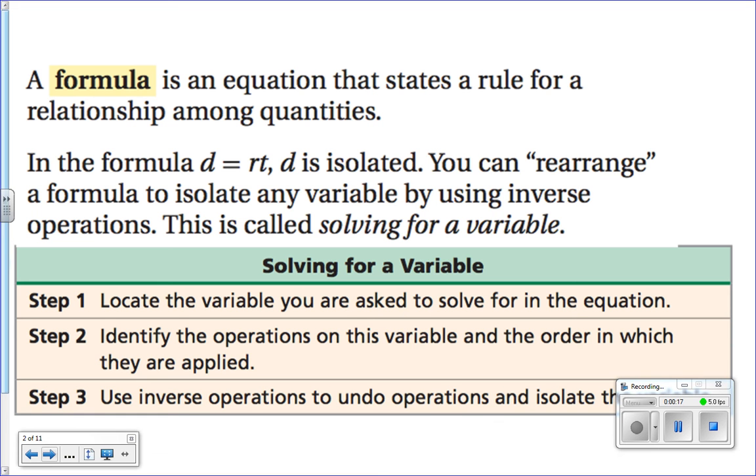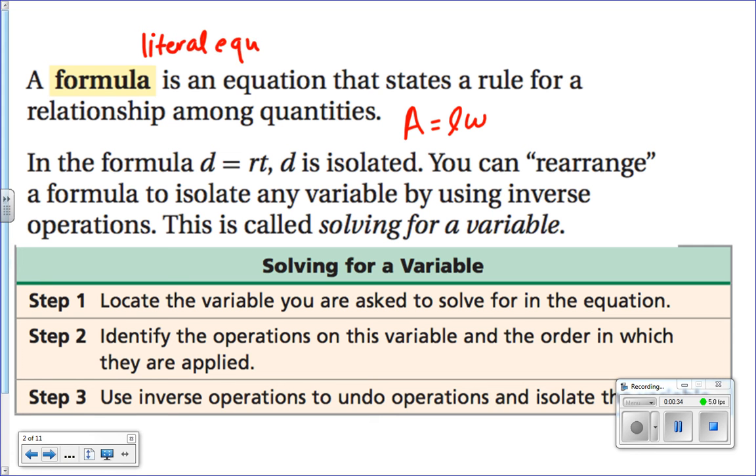A formula is an equation that states a rule for relationship among quantities. You guys know what formulas are. Something like area equals length times width. That's a formula that you are all very familiar with, right? Well, a formula is just another word for a literal equation, okay?